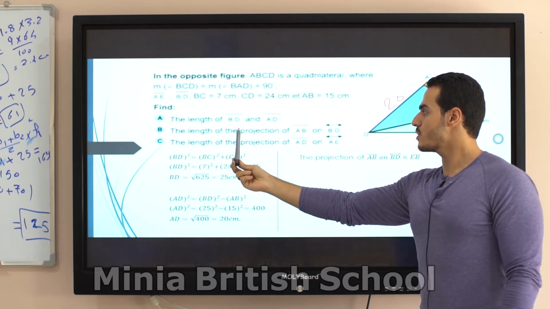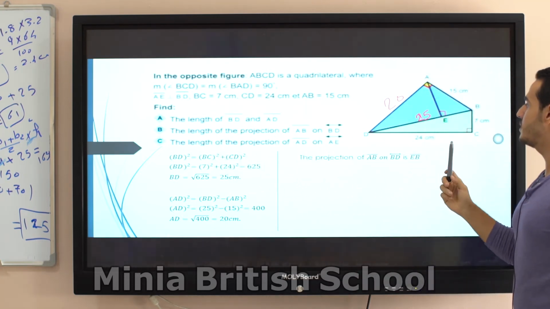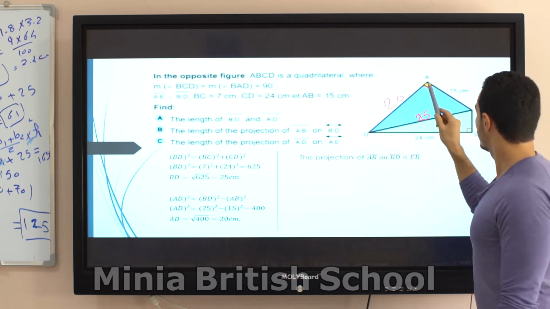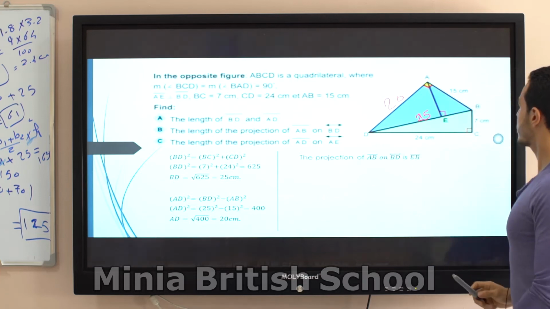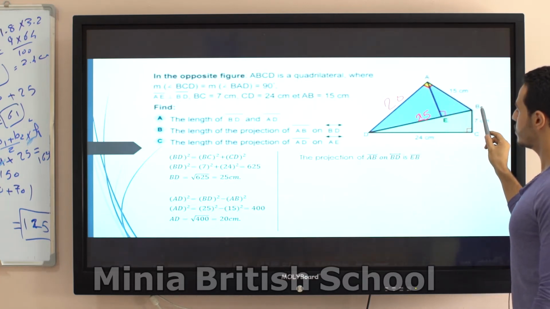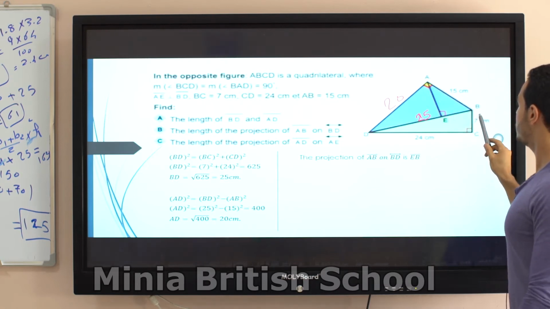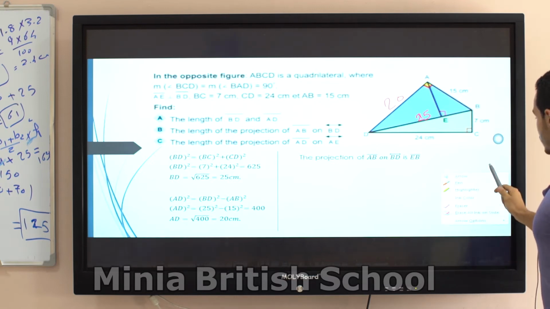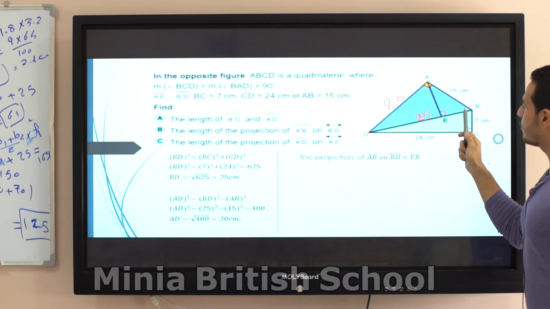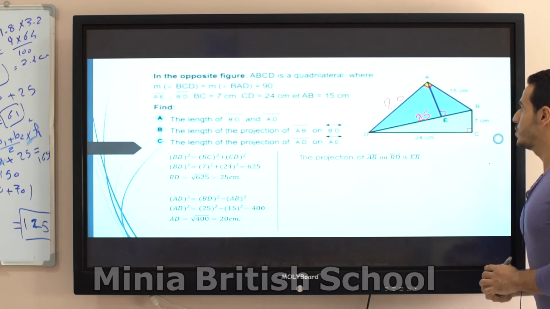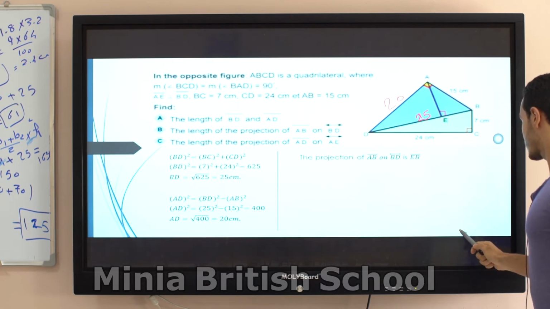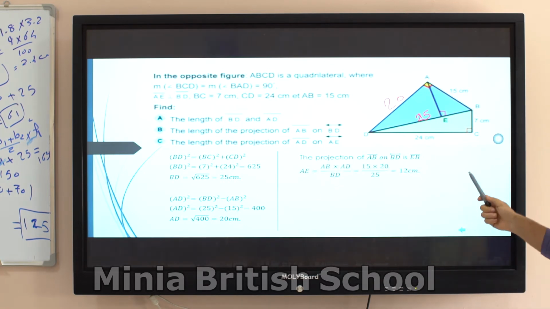Next, find the length of the projection of AB on BD. Where is AB? AB is this side. The projection of A is E and the projection of B is itself. So the projection of AB is BE. To find this part of the hypotenuse, what will I use? I will use Euclidean theorem. How? I can find it in two ways.